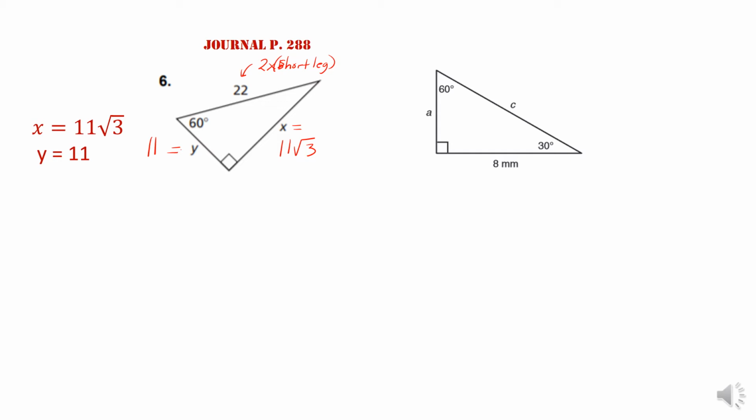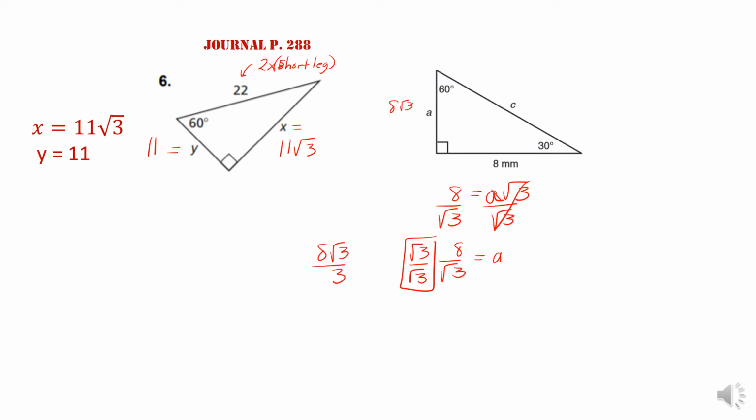Again, they're giving us the long leg, so we're going to say 8 equals, or a, we're going to put an a there, a square root of 3. Then we're going to divide both sides by the square root of 3. We get a equals 8 over the square root of 3. Now we're going to rationalize the denominator. We get 8 square root of 3 over 3. And I'm just going to leave it like that. So a is 8 square root of 3 over 3.